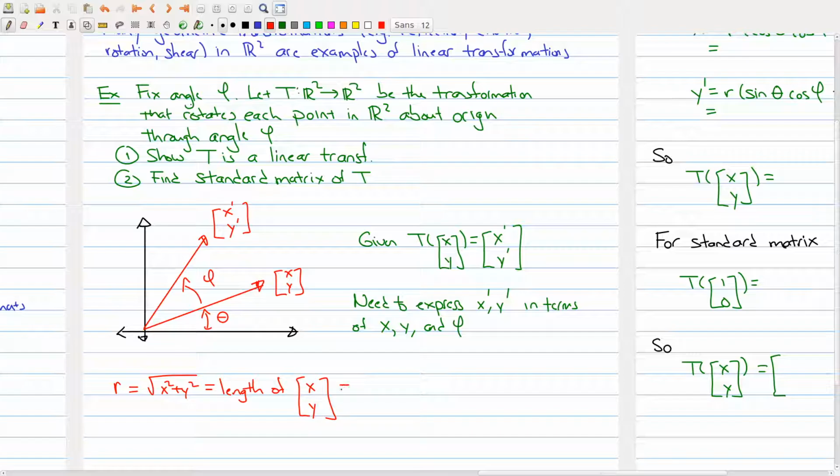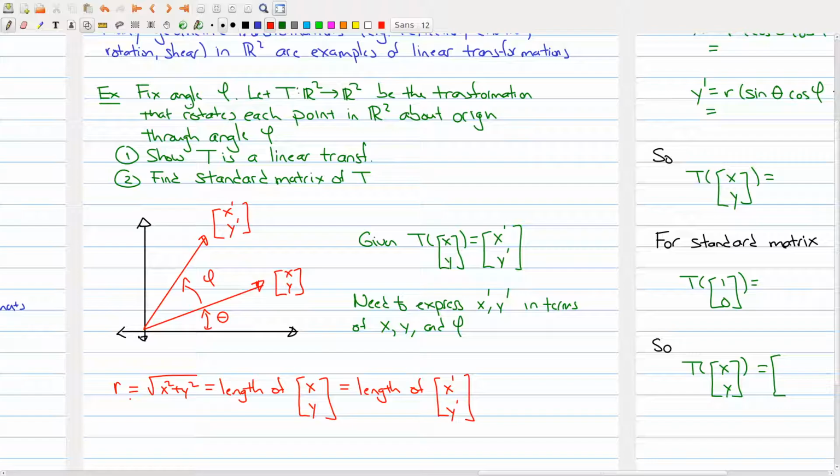Now, it should also be clear, without too much difficulty, that this is the same length as the second vector, because all we're doing is rotating this line in this direction. So we're not stretching this line at all. We're keeping the length the same. So both this first red line and the second red line have the length r.